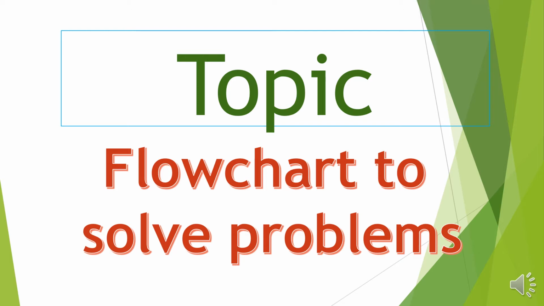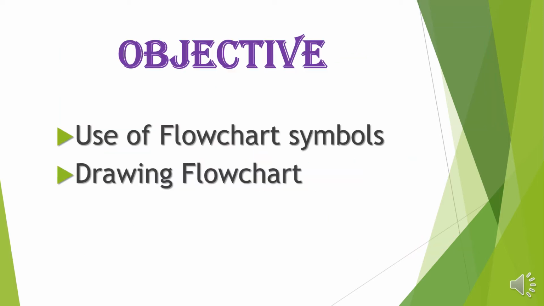In this lesson, we will learn that the algorithms that were presented in the previous lessons will be converted into flowcharts for better understanding of the logic of the problem solving. The objective of our lesson is the use of flowchart symbols, in which we will learn what the different symbols are, their uses, and how we can use them in drawing the flowchart.